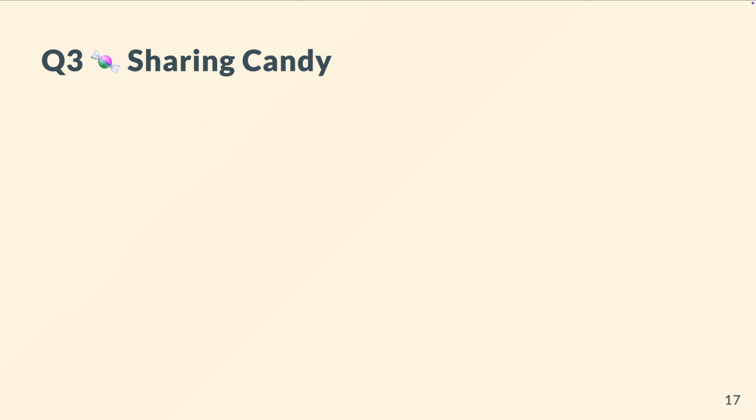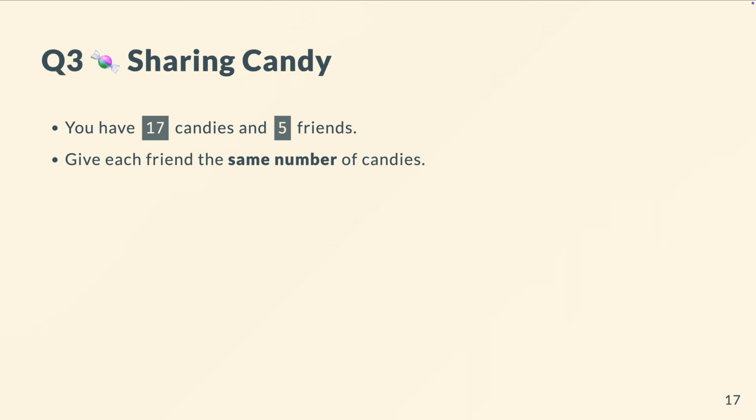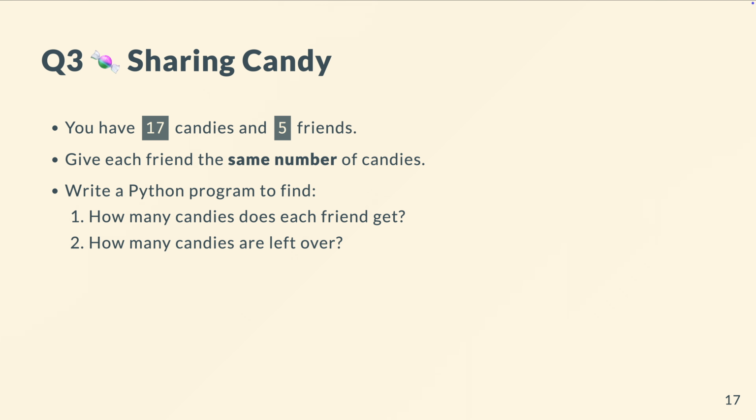Here is a candy sharing problem. You have 17 candies and 5 friends. Give each friend the same number of candies. Write a Python program to answer 2 questions. Question 1. How many candies does each friend get? Question 2. How many candies are left over? Pause and think. Which operator finds what each friend gets, and which finds what is left over?